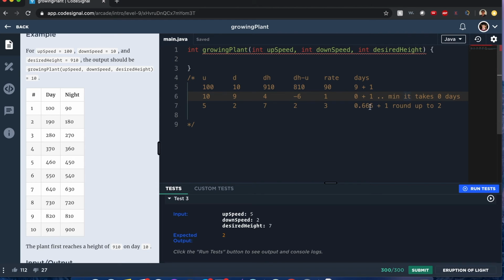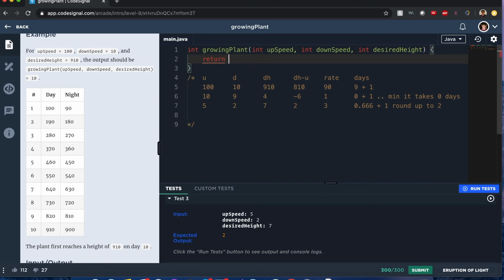And we also have the scenario that there could be fractions within the number of days it takes to reach a desired height. But since we count whole days, we have to round up whatever days we calculate with that rate up to a perfect number, and then we add that 1 day since the up speed is going to reach that perfect height. So how do we represent this through a mathematical equation?